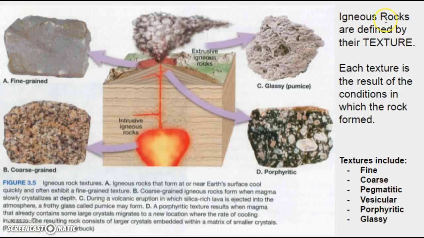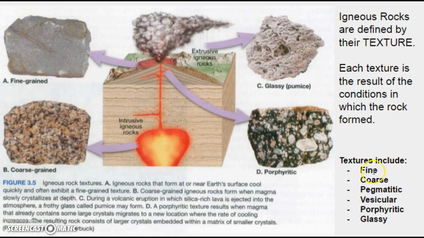We've looked at different igneous rocks by their texture. Each texture is the result of the conditions which form the rock. Here we have a fine-grained, here we have basalt. Here we have a coarse-grained granite. Here we have a glassy and let's just call this a vesicular pumice. And here we have a porphyritic rock that has two stages of cooling. Each one of these has a little different formation. Each one of them has a different texture.